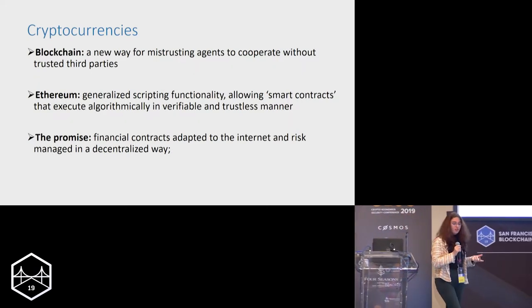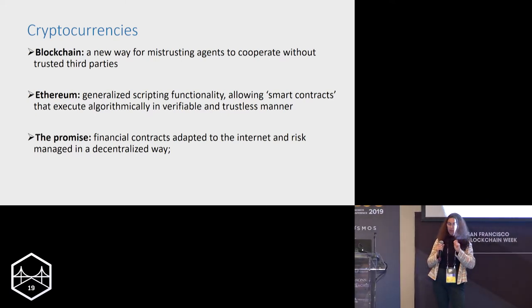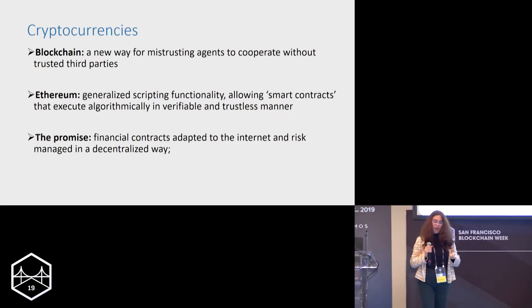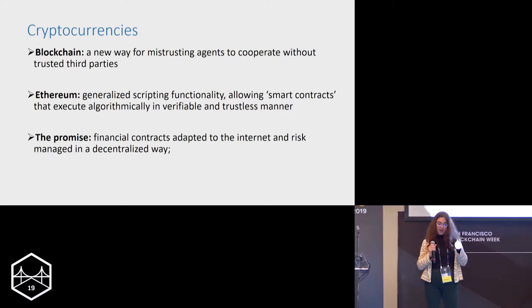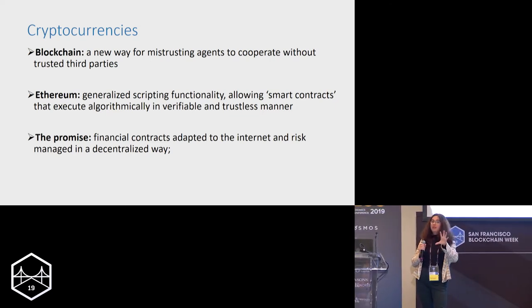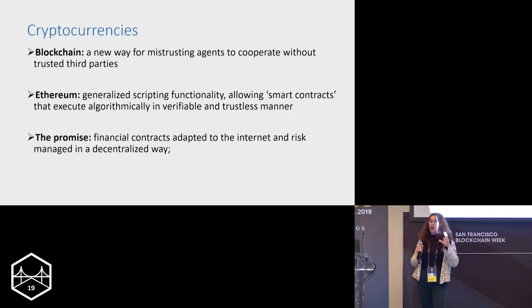So with cryptocurrencies, we had blockchain, the first form of money that is truly adapted to the internet. And now with Ethereum and with generalized programmable functionality, I think the promise is to have financial contracts that are adapted to the internet, and also to have risk that is managed in a decentralized way, as opposed to traditional finance where you need the clearing houses. But just like a clearing house, it wasn't entirely obvious how to design one. It wasn't at all obvious how much capital there should be locked in a clearing house. I think there is a challenge in making this happen for decentralized finance.